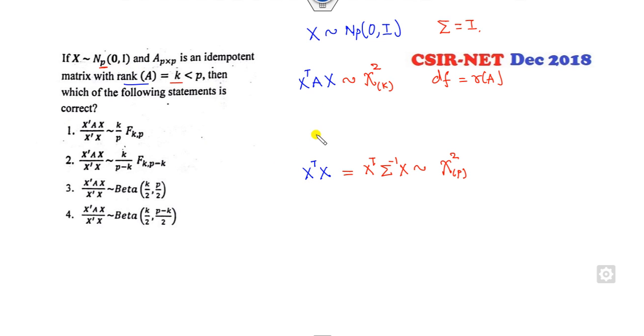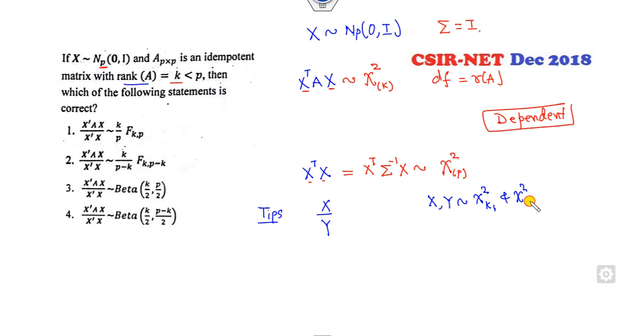Fine. Now the 2 degrees of freedom are given to you. But you can see they have used the same x. So it means they are dependent on each other. But always remember x over y, if x and y follow chi-square distribution with degrees of freedom k1 and k2, if they are independent, then it follows the F distribution.